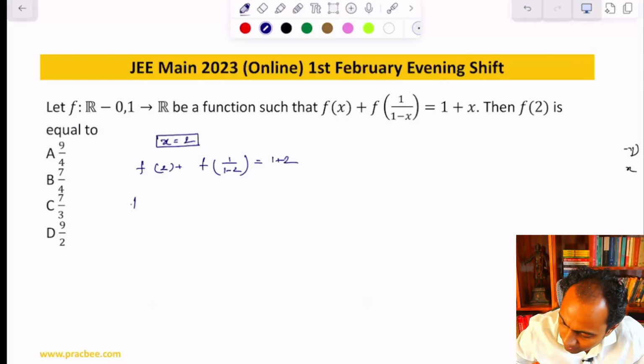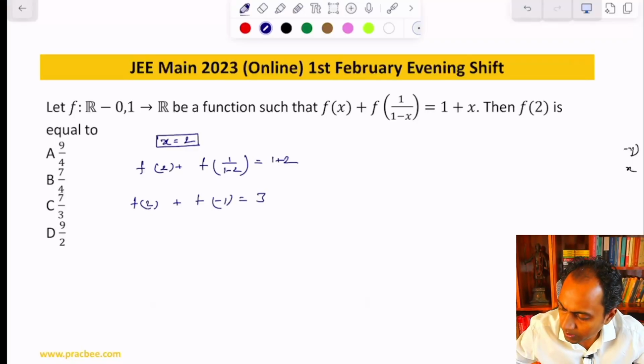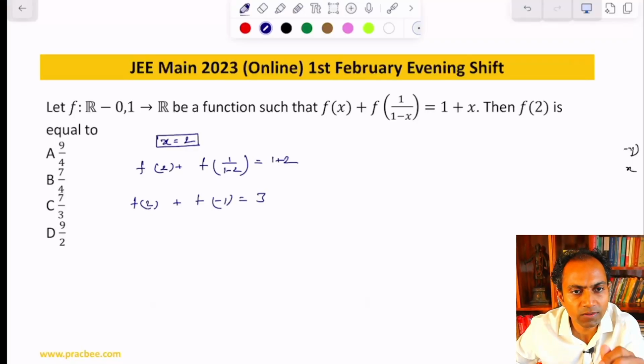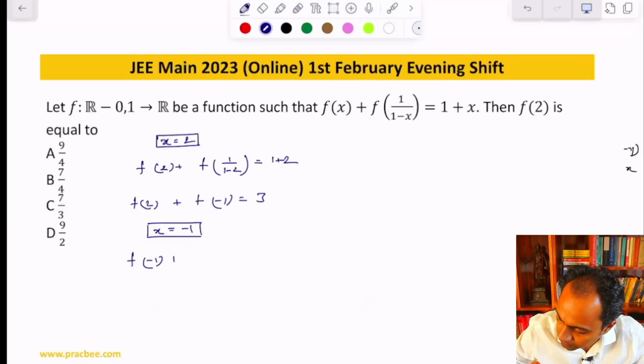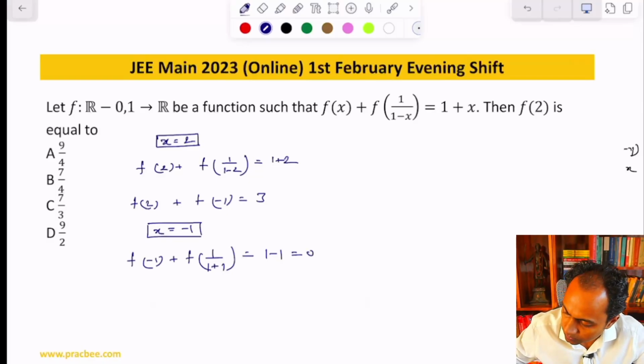The answer comes out to be 1 plus 2. And once I have done this, f of 2 plus f of minus 1 would be equal to 3. Now you know that if you want to get the value of f of 2, you will have to get the value of f of minus 1. So for getting that, we can substitute the value of x as minus 1 in the initial functional equation. Now this becomes f of minus 1 plus f of 1 upon 1 plus 1, equal to 1 minus 1. So you can see that this comes out to be 0. So f of minus 1 plus f of 1 by 2 is equal to 0.